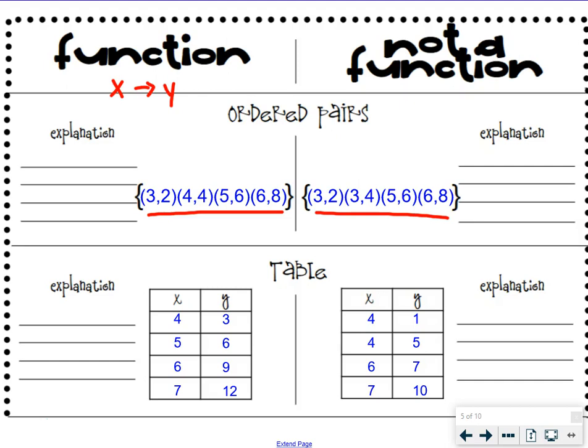So why these are a function over here is because each x number only has one y number. 3 is an x and it only goes to 2. We don't see 3 as another x in any of the ordered pairs. 4 is an x and it only has one y. 5 is an x and it only has one y. 6 is an x and it only has one y. So each x value only has one y value.